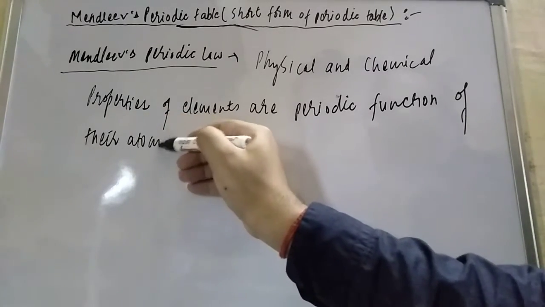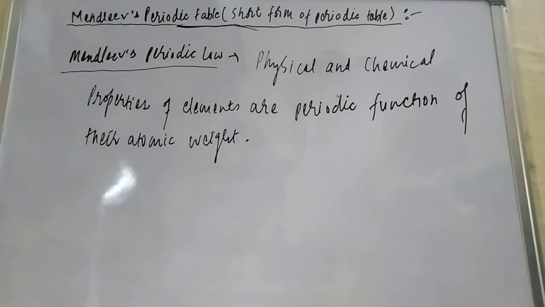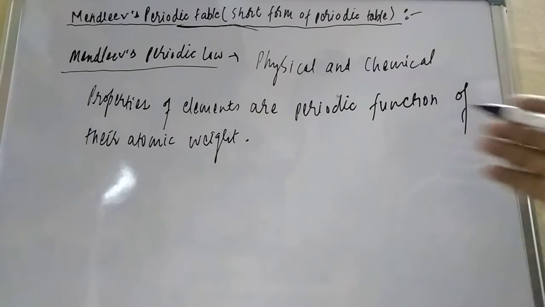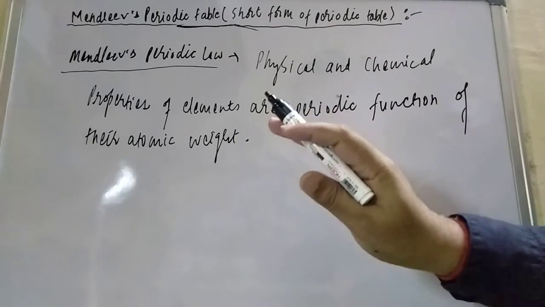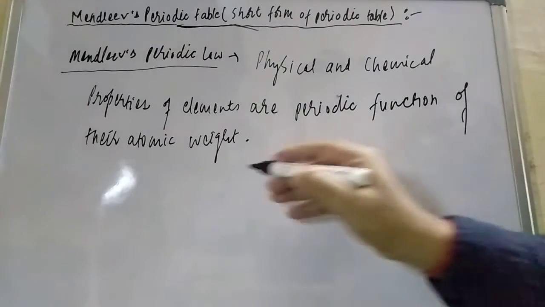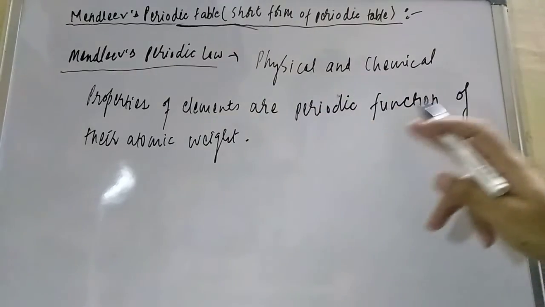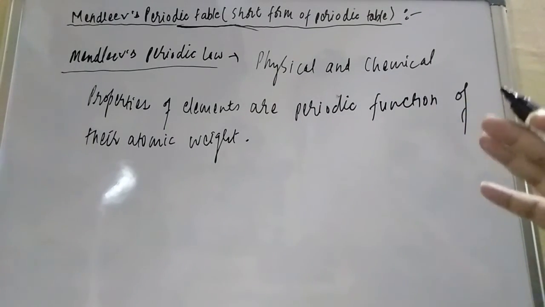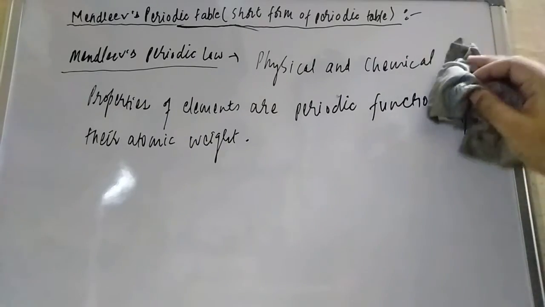Now, friend, what is the meaning of this? The meaning is that when you arrange the elements in increasing order of their atomic weight, after a certain interval their properties will be matched. So physical and chemical properties of elements are a periodic function of their atomic weight. It means after a certain interval, the physical and chemical properties of elements will repeat. That is what Mendeleev's periodic law is saying.